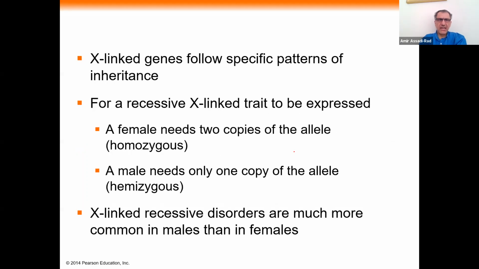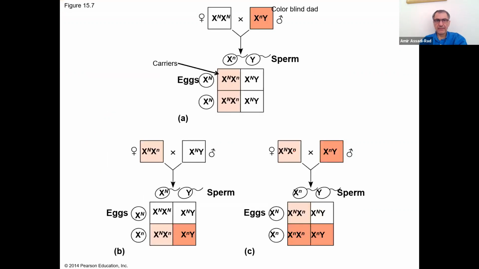Okay, X-linkage. Genes follow specific patterns of inheritance. For example, for a recessive X-linked trait to be expressed, a female needs 2 copies of the allele, homozygous, a male needs 1 copy of the allele, hemizygous, and X-linked recessive disorders are more common in males than females.